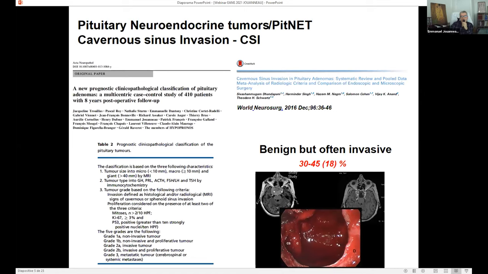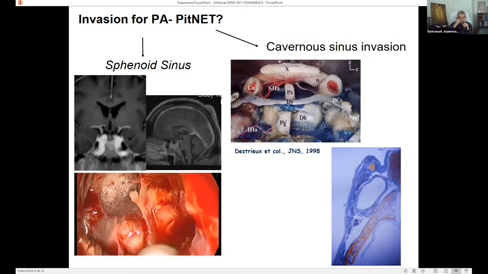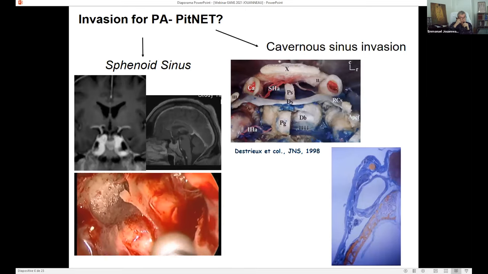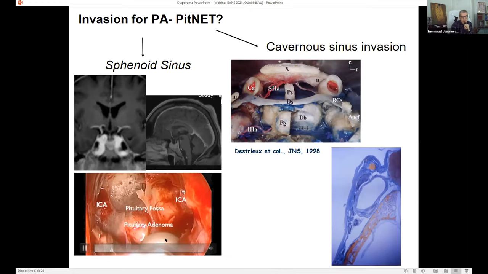So it's a benign tumor, but often an invasive tumor. When you look at the literature, around one third of the pituitary adenomas, the PitNET tumors, are invasive, invading the sphenoid space or also the parasellar locations. So invasion can be into the sphenoid, like in this case of somatotroph adenoma.